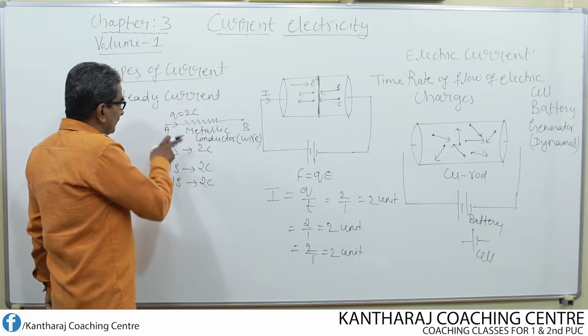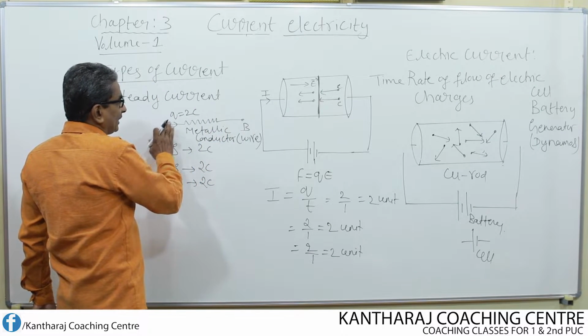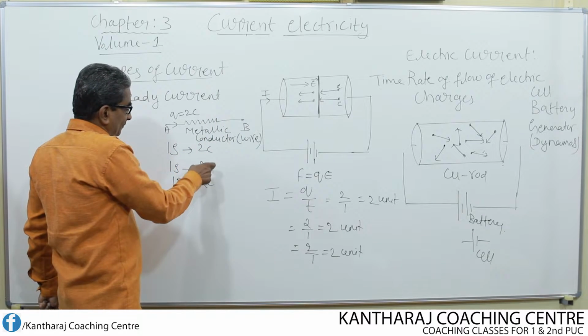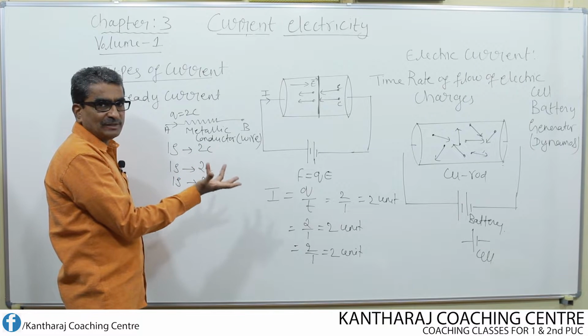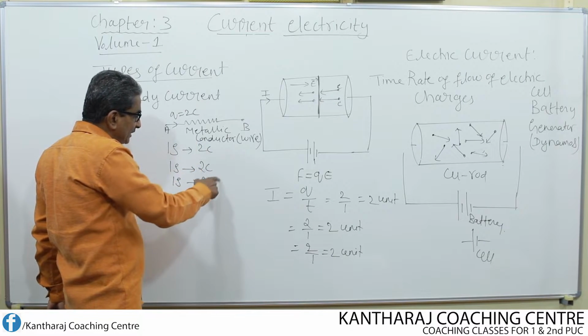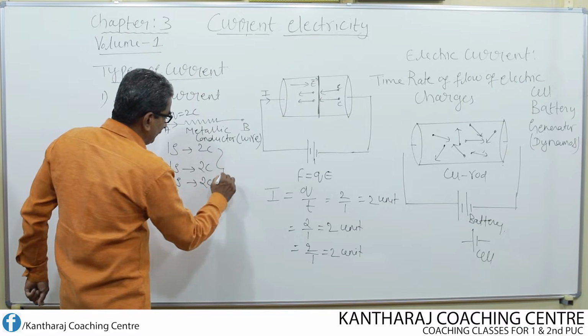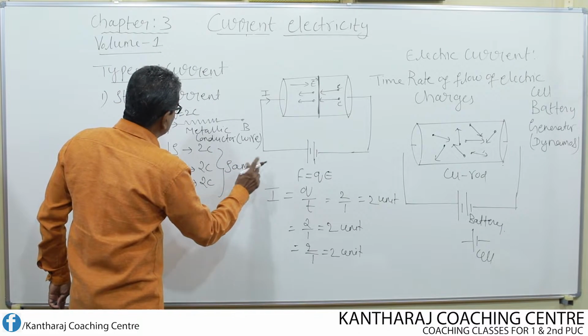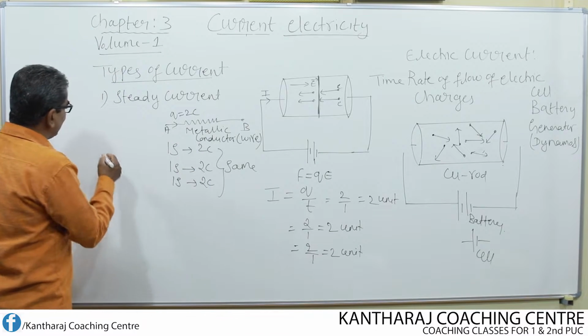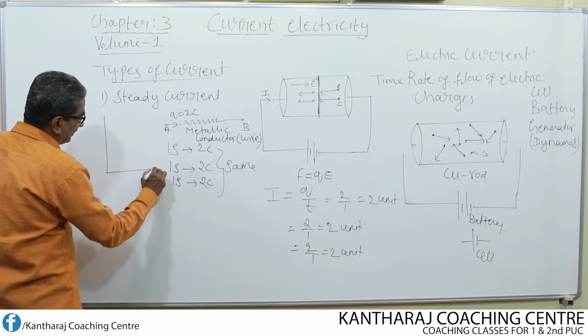So like this, from one end of the conductor to another end of the conductor, if the magnitude of the charge, magnitude means quantity of the charge flowing every second, remains to be same, then such a current is known as steady current. Graphically, I can represent the steady current like this.